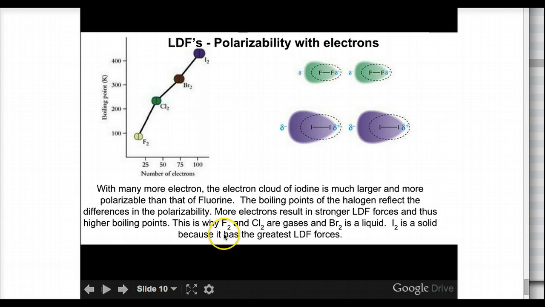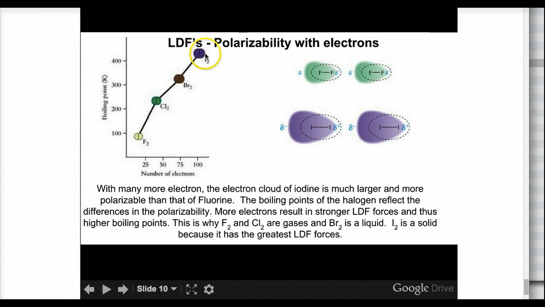All right, so polarizability with electrons. So we get back to our first example. As I said, chlorine and fluorine are gases. Their boiling points are obviously lower. They boil below room temperature. That's why they're gases at room temperature. Bromine is a liquid and iodine is a solid, having a higher boiling point.